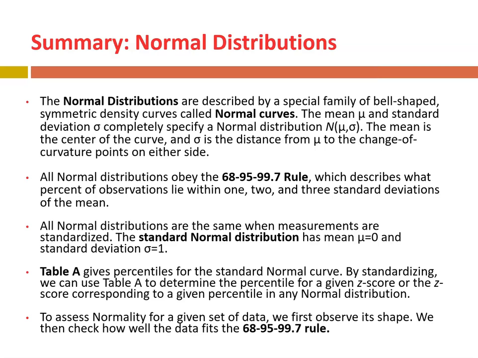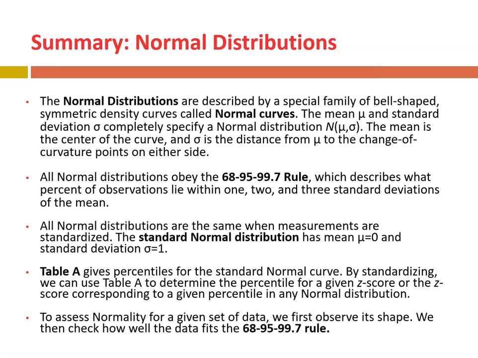We talked about how all normal distributions obey that empirical rule, which describes what percent of the observations lie within 1, 2, and 3 standard deviations of the mean. All normal distributions are the same when measurements are standardized, meaning when you find z-scores of them. It all goes back to the standard normal distribution, which has that mean of 0 and the standard deviation of 1. Table A gives us those percentiles for the standard normal curve.